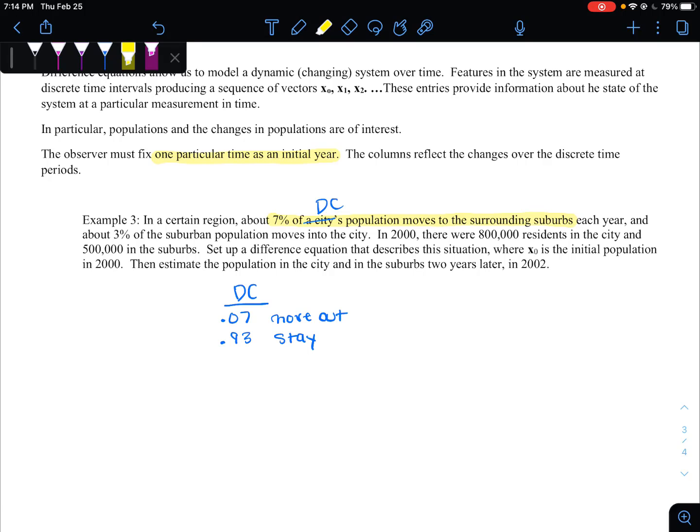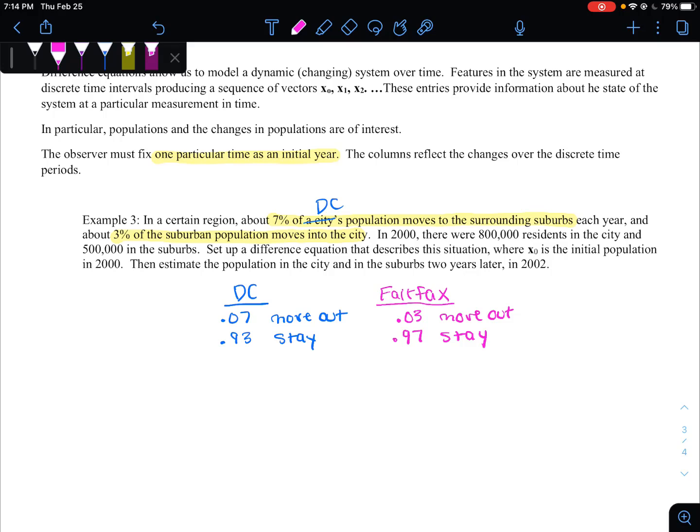But some people want to live in DC. Not everyone's trying to leave DC. 3% of the suburb population moves into the city every single year. So on the opposite side, you could have, let's just call it Fairfax. Each year you could multiply Fairfax population by 0.03, and you would get how many move out to the city, specifically to the city. And you could multiply the population by 0.97, and you could see how many people are staying.